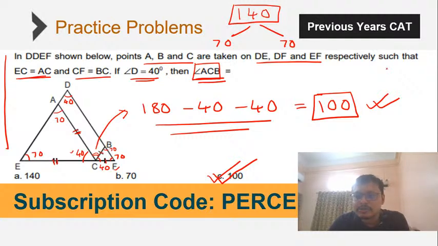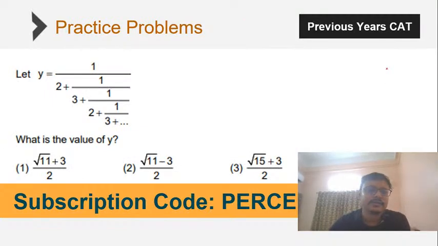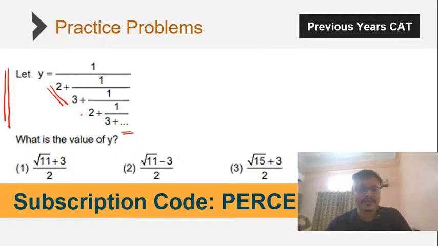Let's move on to a different topic. So this question is on a mixture of numbers and algebra. So the challenge is there are too many terms and it has a continuation concept, which is it's going up to infinite terms. So y is equal to 1 by 2 plus 1 by again 3 plus 1 by and so on. However, what you can see is there's a repetition that is happening. You need to get the value of y.